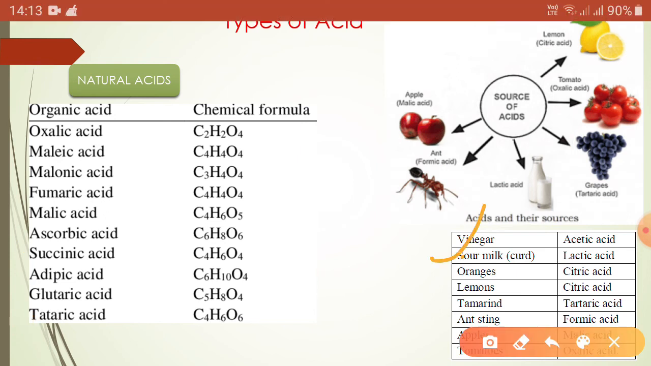Here is the table of acids and their sources. Look at it very carefully, it is very important. Vinegar contains acetic acid, sour milk or curd contains lactic acid, orange and lemon contain citric acid, ant sting contains formic acid, apples malic acid, tamarind tartaric acid, and tomatoes oxalic acid. Now we will go to the next slide.